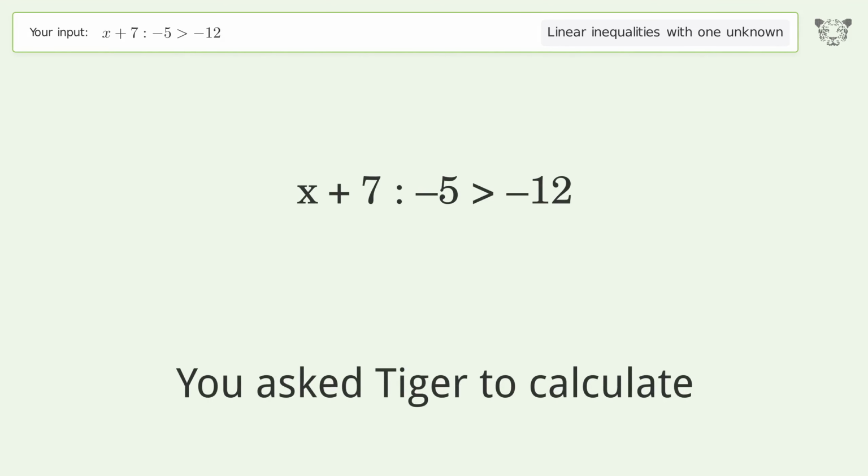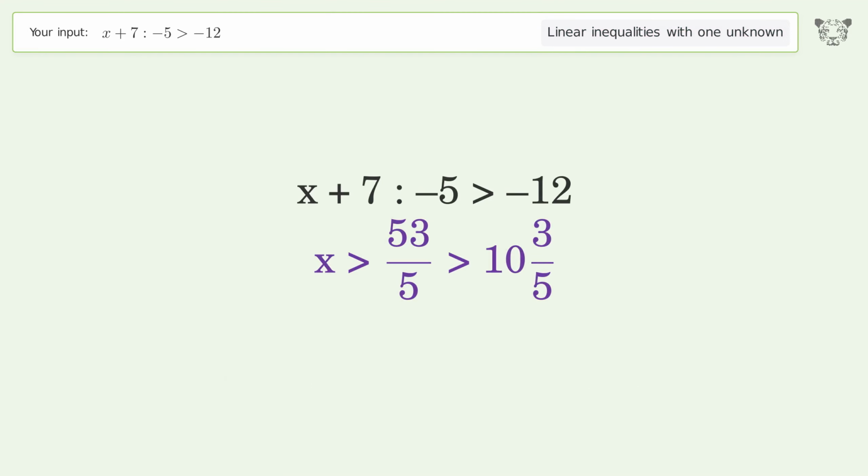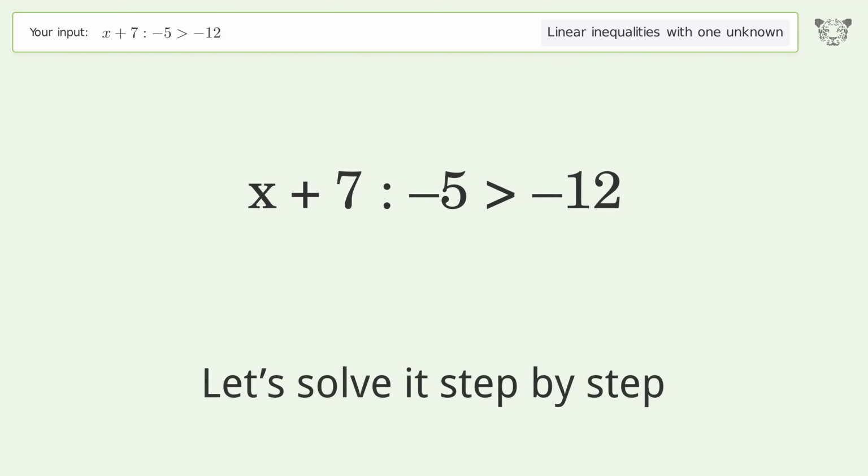You ask Tiger to calculate. This deals with linear inequalities with one unknown. The final result is x greater than negative 53 over 5 greater than negative 103 over 5. Let's solve it step by step.